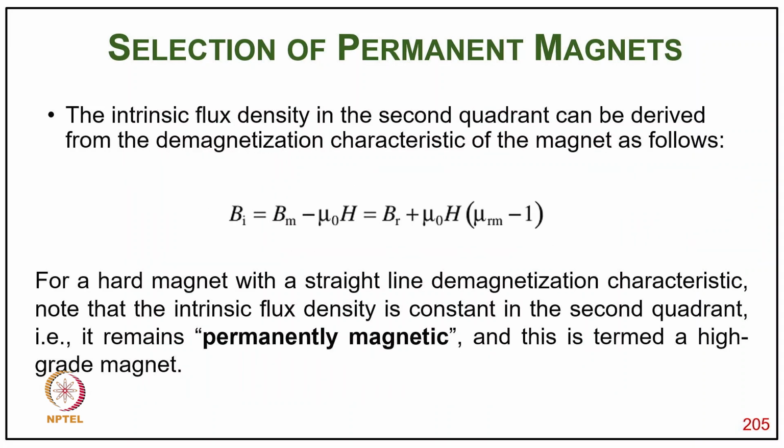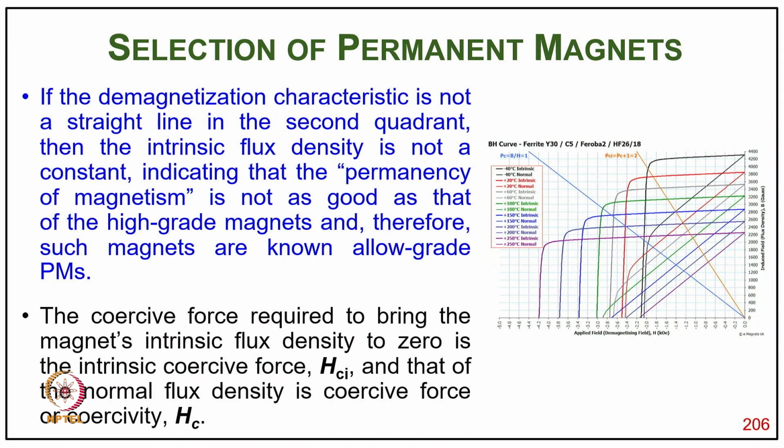So, the intrinsic flux density in the second quadrant can be derived from the demagnetization characteristic of the magnet as follows: Bi equal to Bm minus mu0 H, and Bi equal to Br plus mu0 H (mu rm minus 1). So, for a hard magnet with a straight line demagnetization characteristic, note that the intrinsic flux density is constant in the second quadrant, so it remains permanently magnetic, and this is termed a high grade magnet.